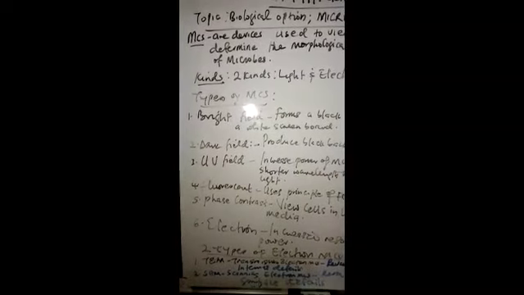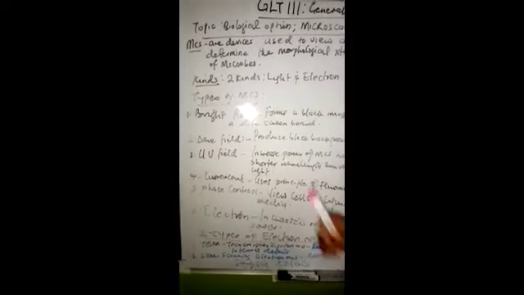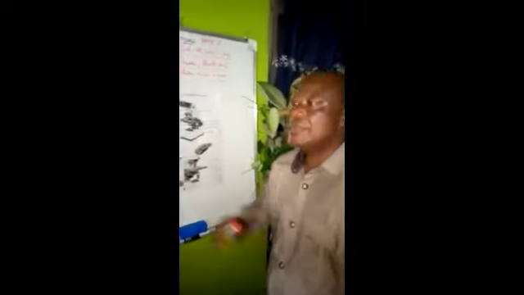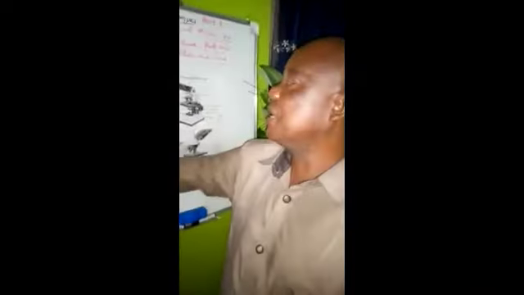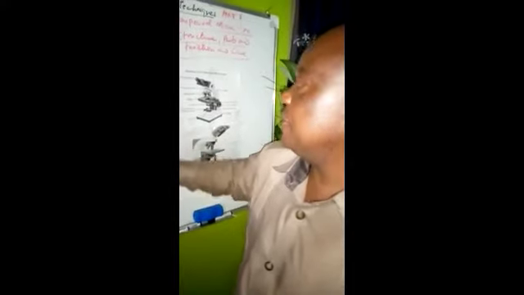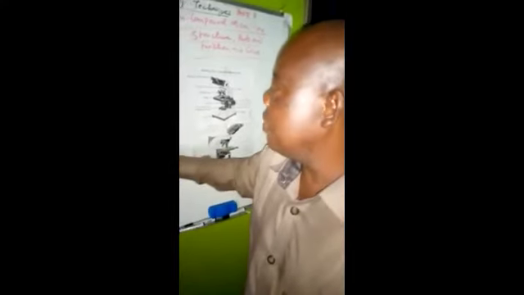Then we have the ultraviolet field microscope, the UV field microscope. This UV field microscope increases the power of microscopes, and they have shorter wavelength than visible light.